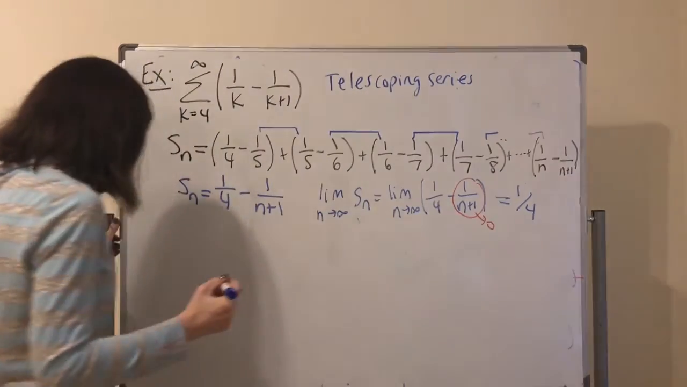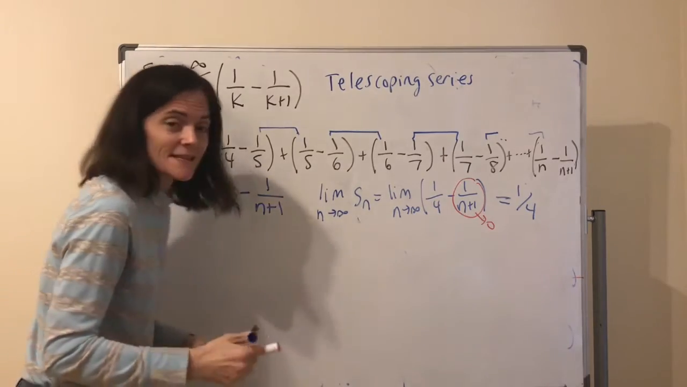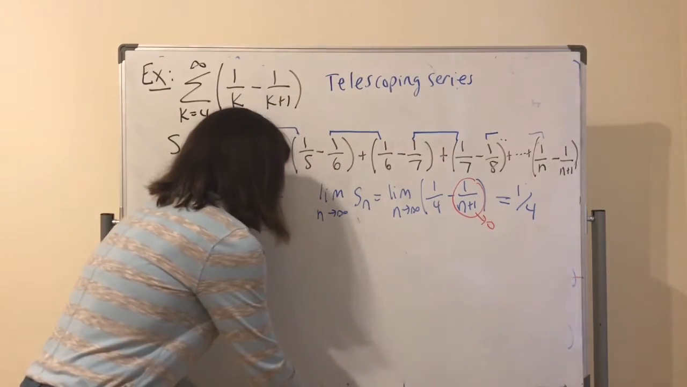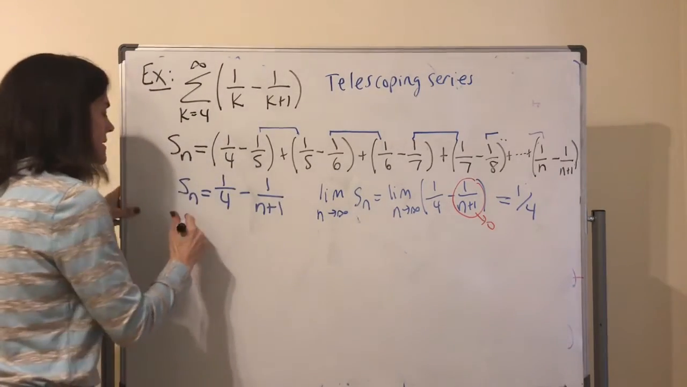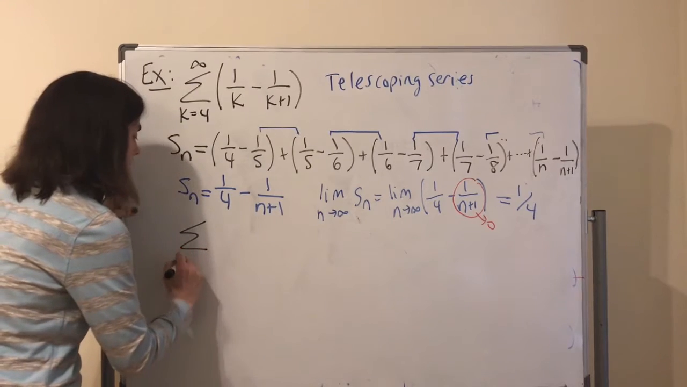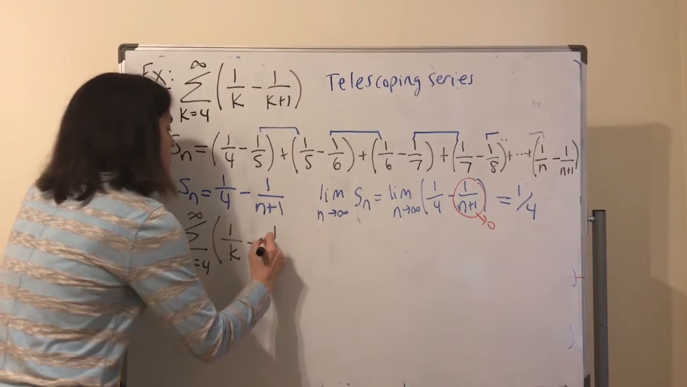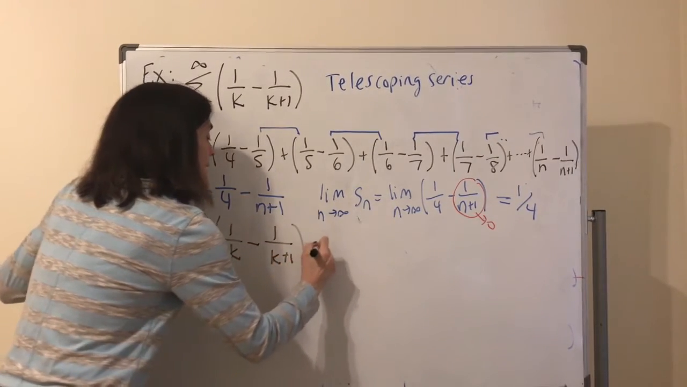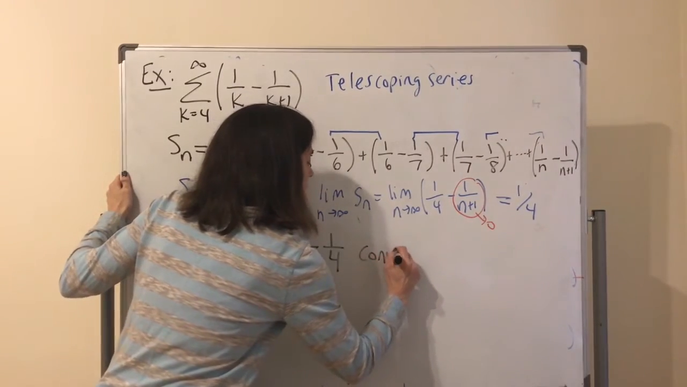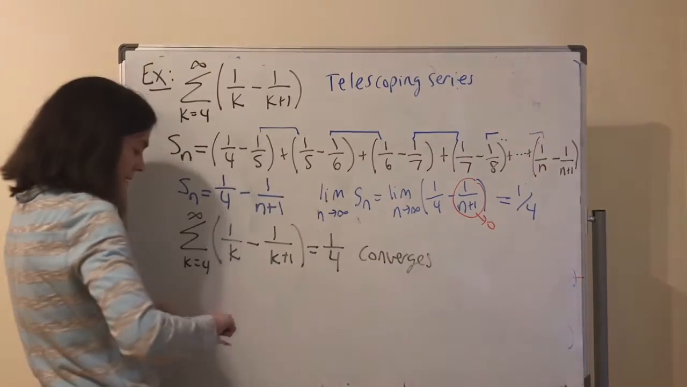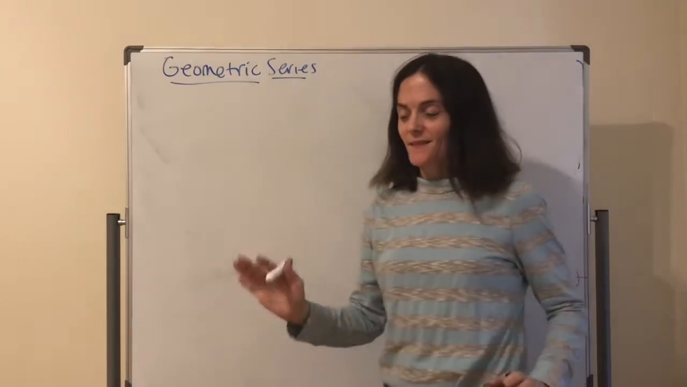So we have found not only that this series, my telescoping series, converges because this sequence of partial sums converges, but also we know its sum. So this series, k equals 4 to infinity of 1 over k minus 1 over k plus 1, the sum is 1/4. And in particular, this means that it converges. Okay, very nice.